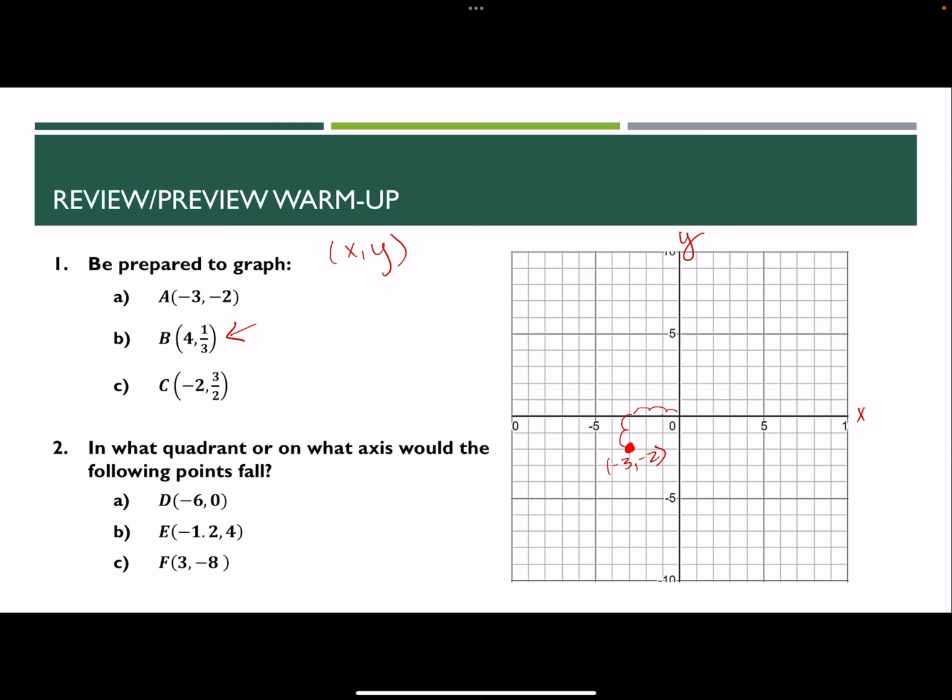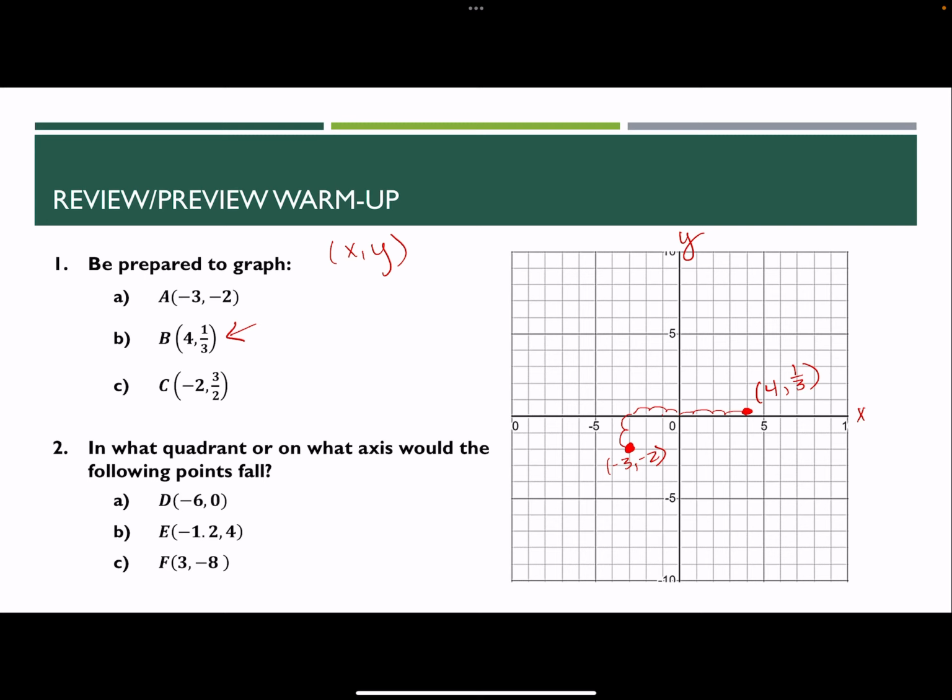So the point 4 comma 1/3. We want to go over 4 units in the x direction, so 1, 2, 3, 4. And then we want to go up a third. Well, a third as a decimal is like 0.3. It's somewhere between 0 and 1, but way closer to 0. I'm not going to be able to find this point exactly, but I'm just going to estimate it. So that's probably close enough. So this is the point 4 comma 1/3.